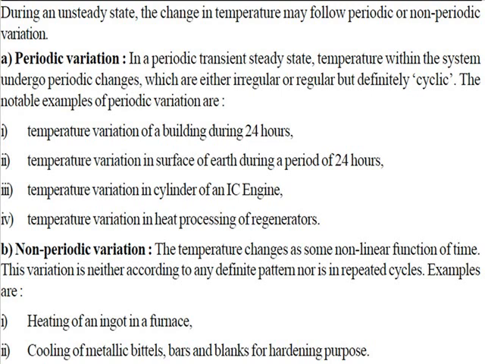But there are also some examples in which temperature changes as a non-similar function of time. This variation is neither according to any definite pattern nor repeated in a cycle. The examples include heating of an ingot in a furnace, or cooling of metallic billets, bars and blanks for hardening purposes. So these are the two different types of variation that will be observed under transient heat transfer.